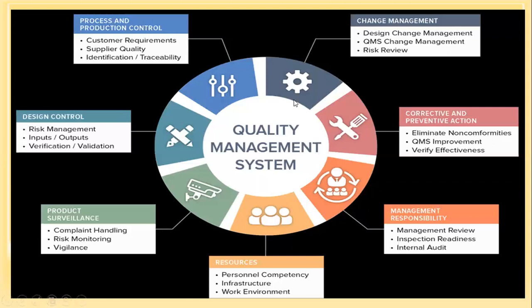Right? The process and production control also will be looked after by QMS. Customer requirements, supplier quality, identification and traceability, everything is looked after by the quality management system, right? So that they come out with a good quality product and their objective of a good business will progress.